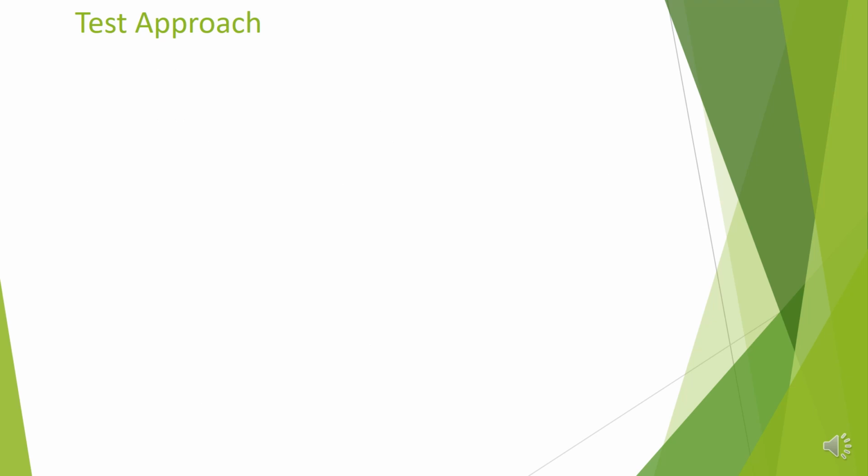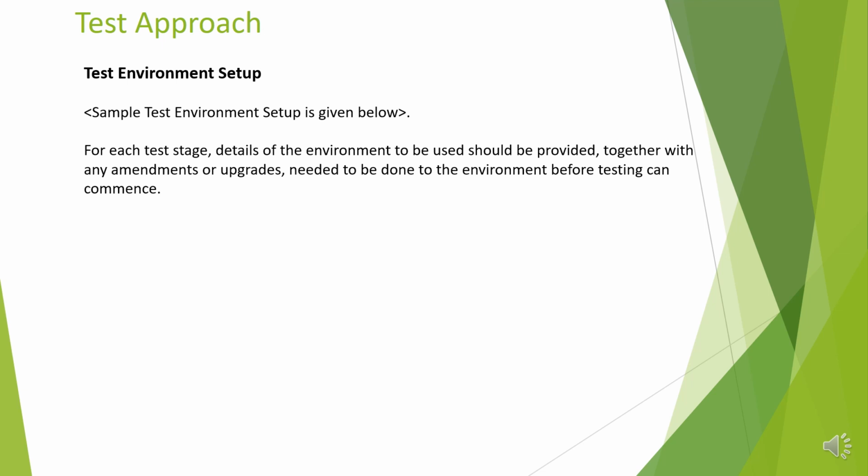Next section in the test approach document is test environment setup. This section needs to include sufficient detail for advanced planning of the test environments. Full detail will be included later in the test plans. For each test stage, details of the environment to be used should be provided together with any amendments or upgrades needed to be done to the environment before testing can commence.